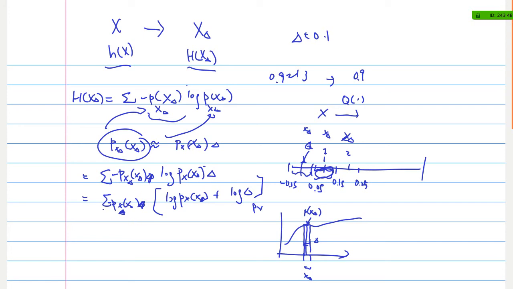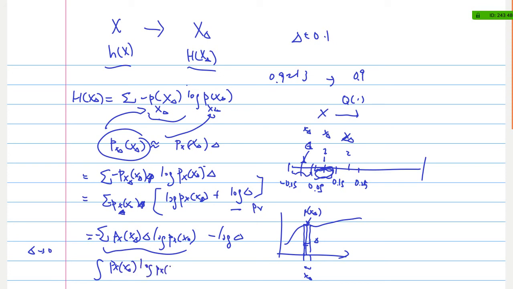Then for the second term, this is just a sum over all the probability, so it's a constant. I will have a minus log delta coming up as the second term. And for the first term, actually I still should substitute that back. It's minus p_X(x delta) delta log p_X(x delta). Of course, this is an approximation of the integral. If delta goes to 0, it's like minus p_X(x) log p_X(x) dx. And of course, this is just the differential entropy h(X).